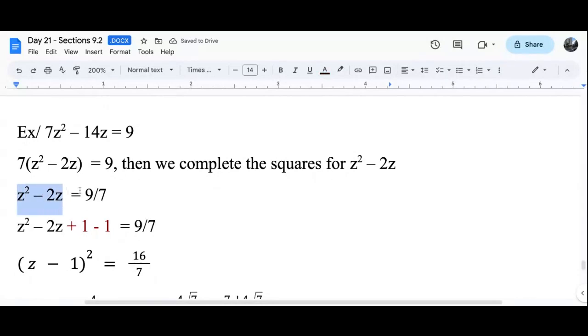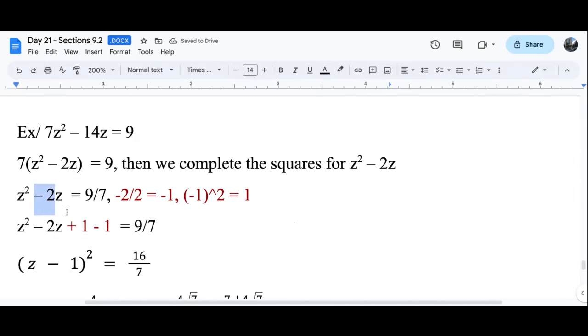So now I have z squared minus 2z. So I take negative 2 divided by 2. That gives me negative 1. So I know b is negative 1. Right? So negative 1 squared is just 1. So I'm going to add 1, subtract 1. All right, that's all the trick. That's the whole trick.